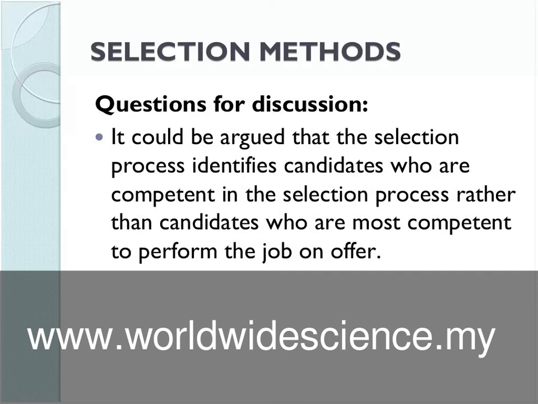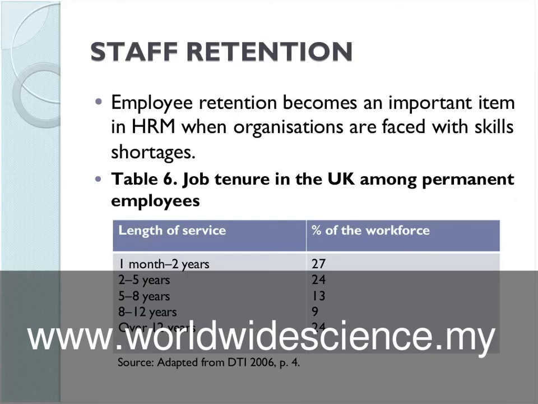Now we have staff retention. Employee retention becomes an important item in HRM when the organization is faced with a skill shortage. As you remember, in HR planning we talked about employee shortage or employee surplus. So retention is very important when we have a shortage, when we have fewer employees than we need, in simple words. Here is table 6. It shows the job tenure in the UK among permanent employees. Here are two graphs. The first shows the length of service, and the next one shows the percentage of the workforce.